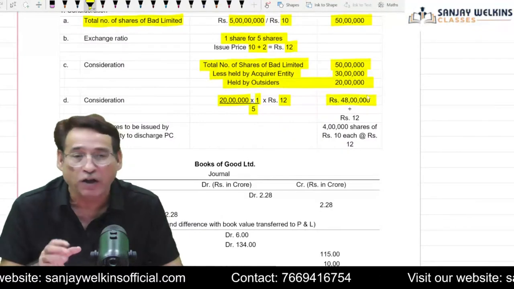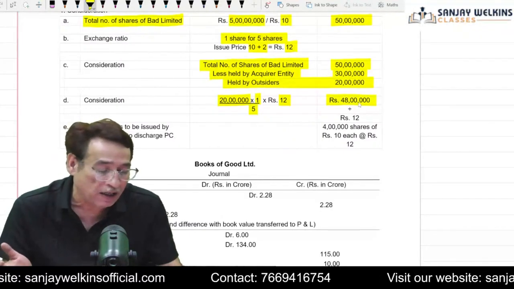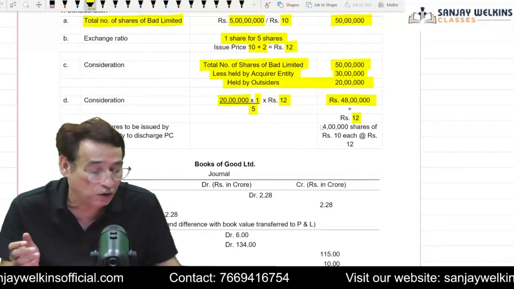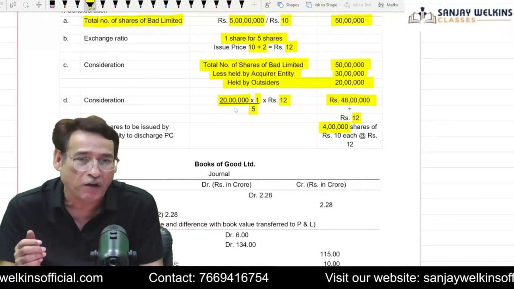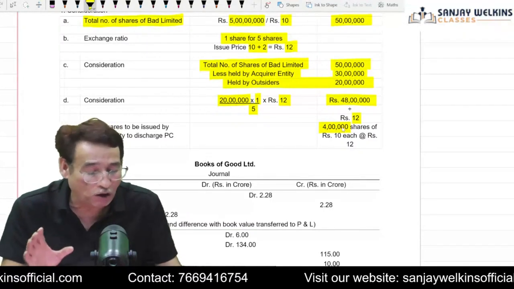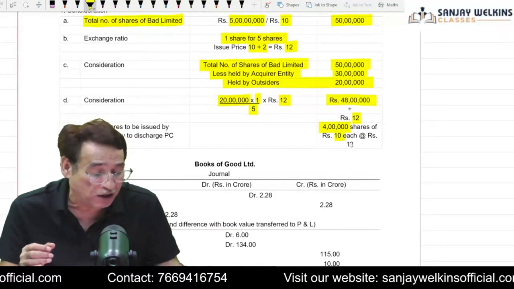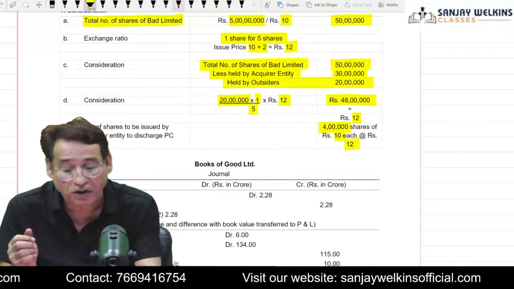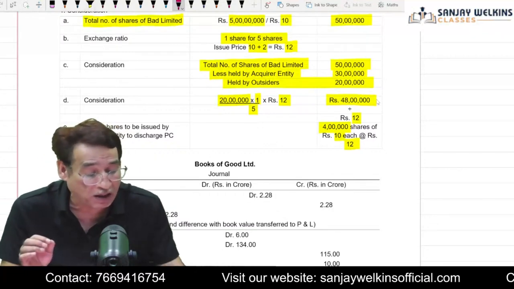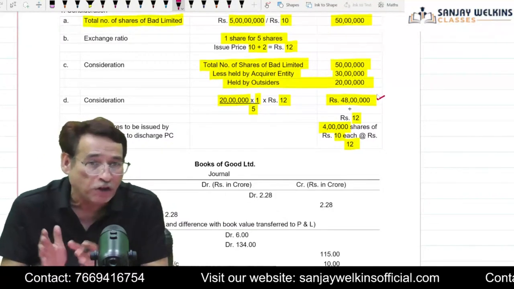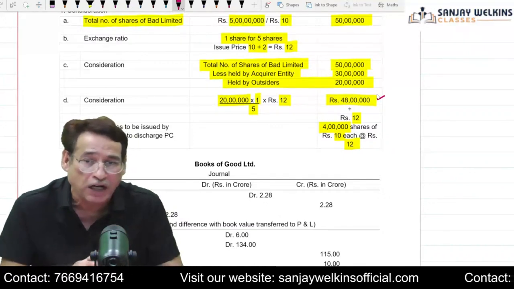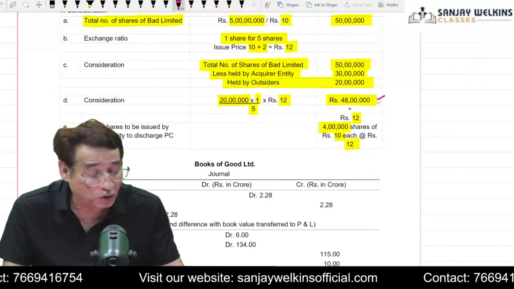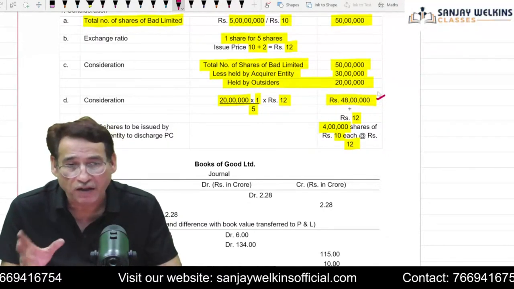So total amount is 48 lakh. Or you can directly divide 48 lakh by the issue price, and you can also get 4 lakh shares, but you can also find the number of shares, 4 lakh, from here itself. So all in all, we are issuing 4 lakh shares of 10 each at the rate of rupees 12 to discharge the consideration, because consideration will be considered in this particular case 48 lakh. The payment which is being delivered to the outside shareholders. Is it clear to you or not? So in this case, total purchase consideration is 48 lakh. Is it clear to you?